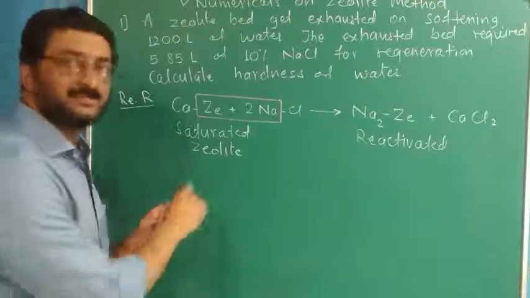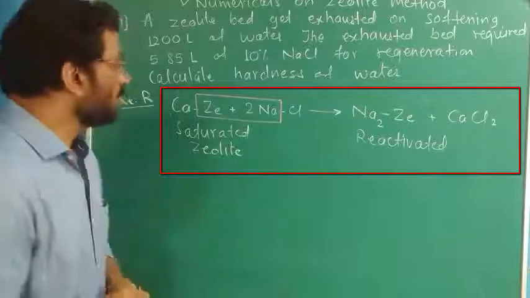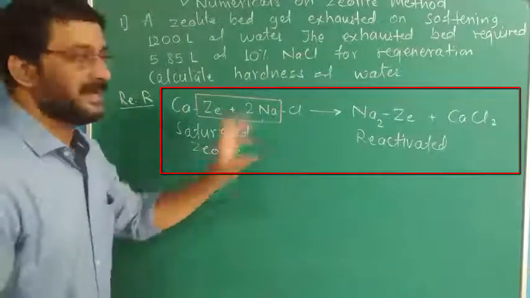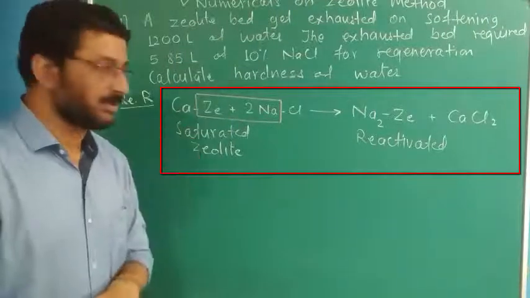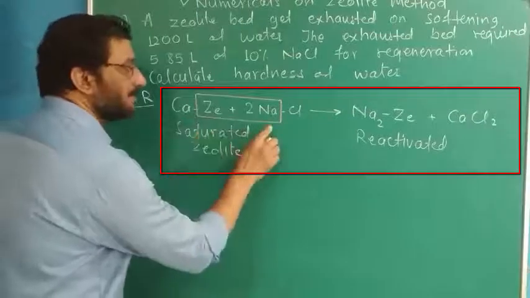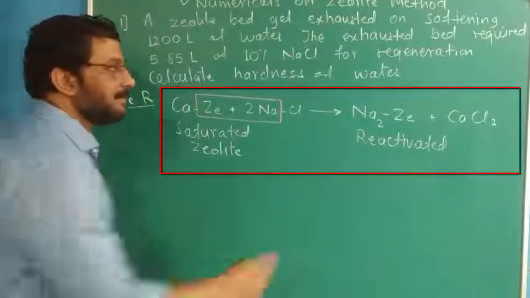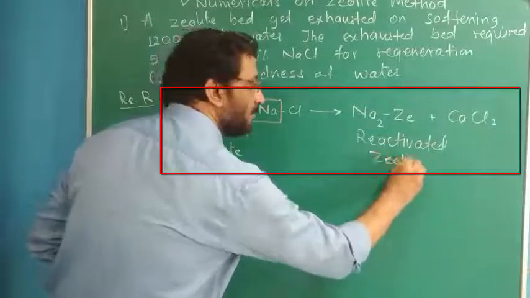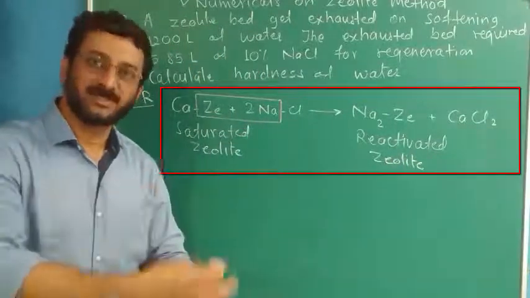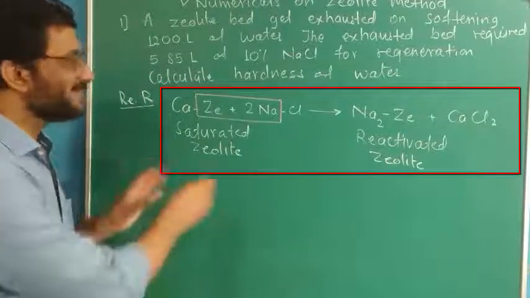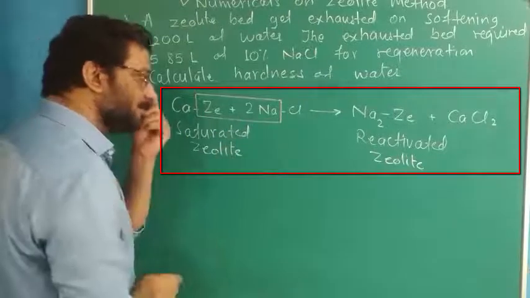For its reactivation, for its regeneration and reuse, we are passing 10% NaCl, that is brine, over the bed of exhausted zeolite. This zeolite will take twice Na plus, and it will form Na2Ze. This is a reactivated zeolite, a regenerated bed ready for further softening of water. These exchange reactions we already explained yesterday. So, simple exchange.